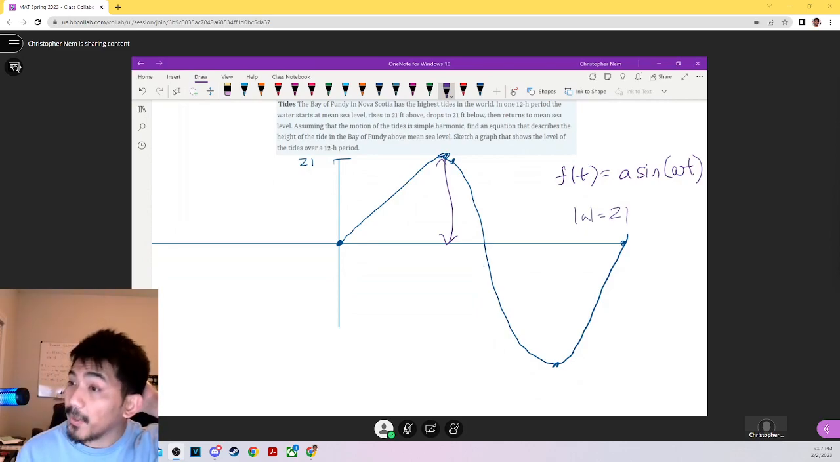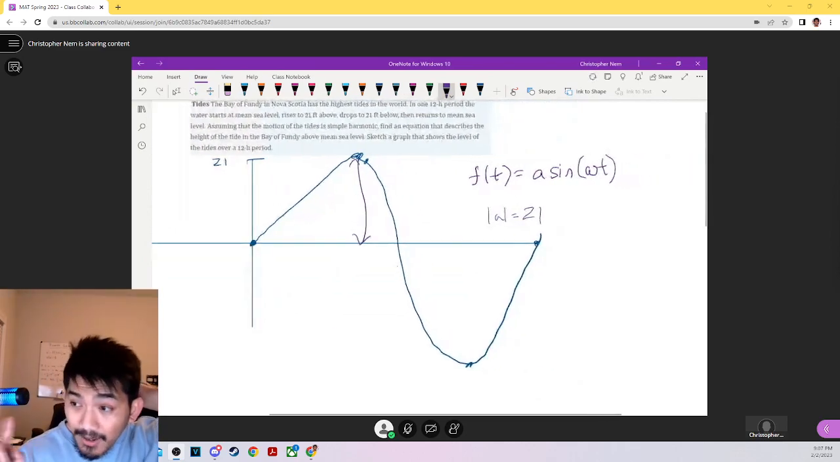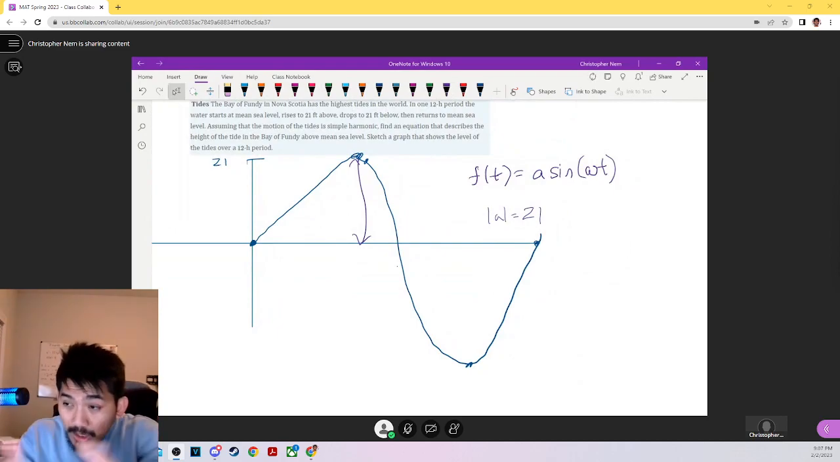Now I just need to figure out what omega is. Well, remember, omega affects the graph like a horizontal compression. It affects your period.